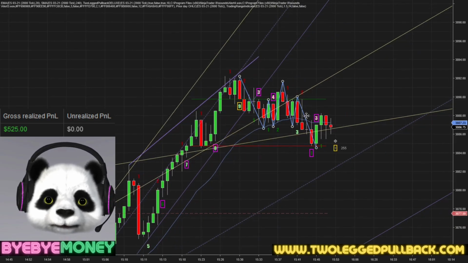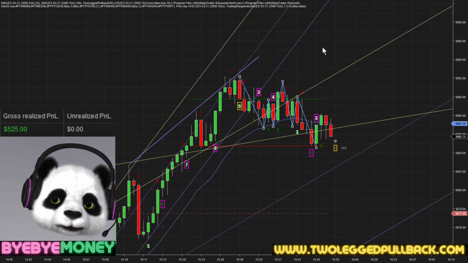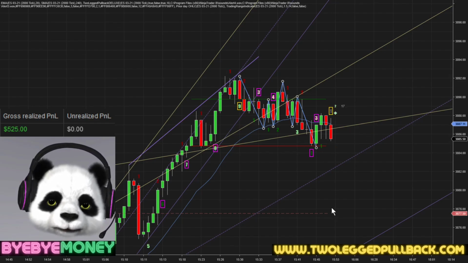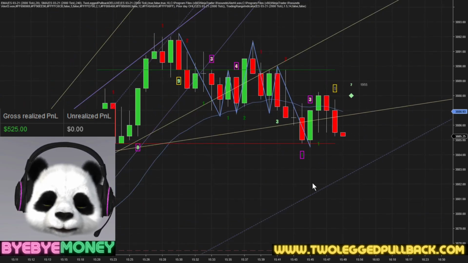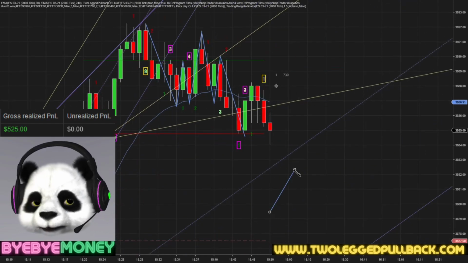Okay, in the last 30 minutes I was able to make 500, but the last 10 minutes so far it has just been so choppy, kind of difficult to trade at the moment. So at the bottom of this trading range, we need a definitive break under this trading range for me to look for a two-legged pullback short.